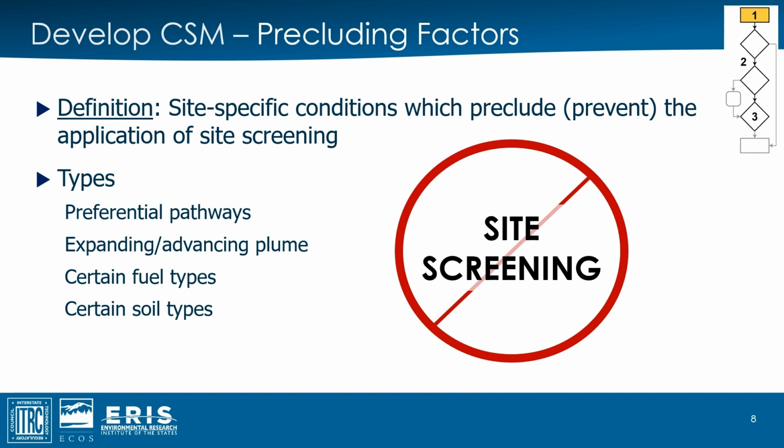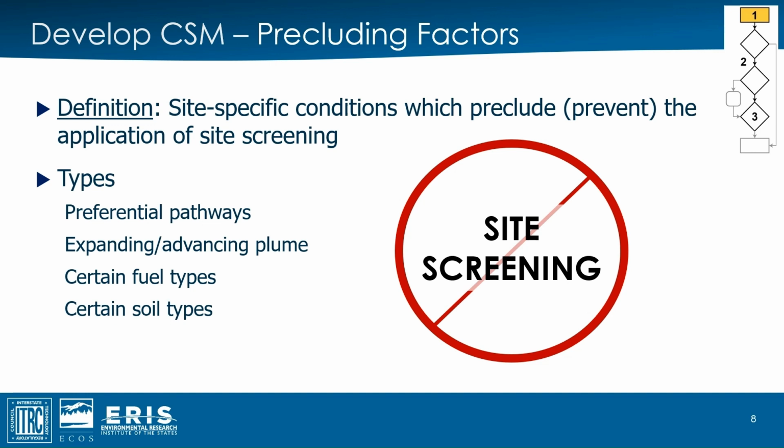The last bit of information needed to inform the CSM is on the presence of precluding factors that could prevent one from being able to apply the screening distances. Types of precluding factors include A, preferential pathways, which may be natural, such as karst or fractured bedrock, or man-made, such as sewers and gravel backfill.